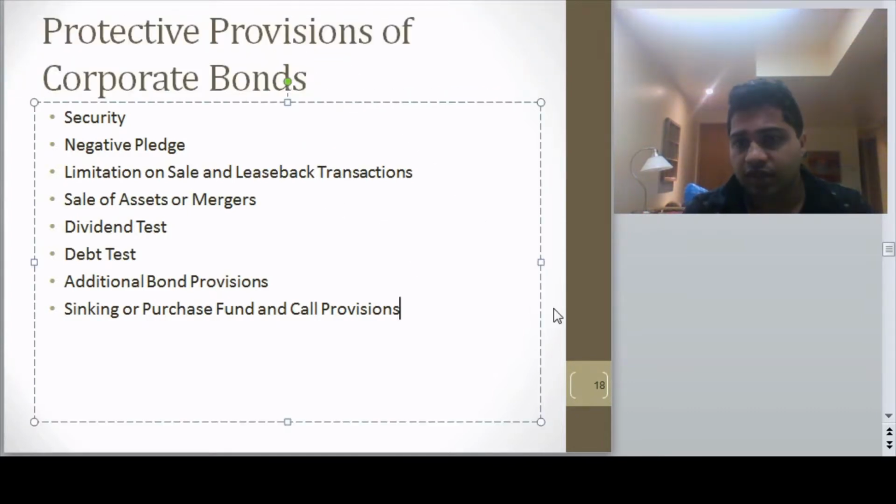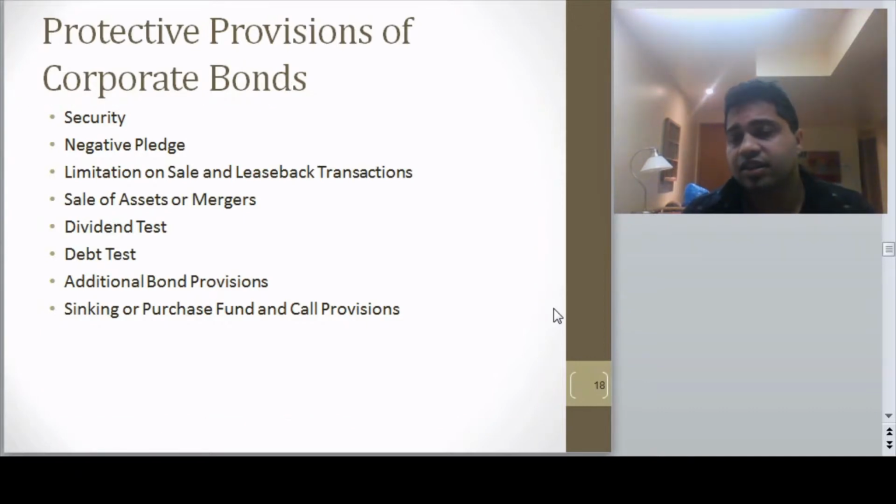So certain companies have provisions against merger. If a company is getting merged with another company, the new company has to honor the previous debt, so it has to take it on its balance sheet, or it has to pay the debt back. So there are protections against merger.